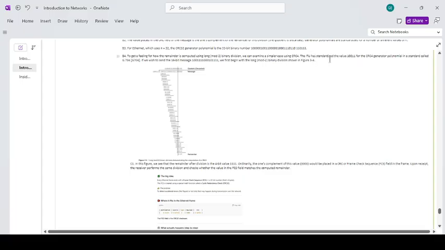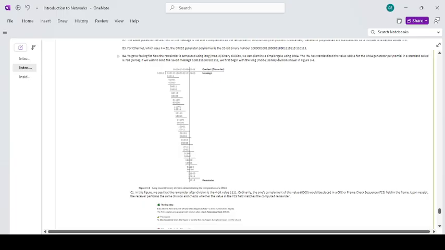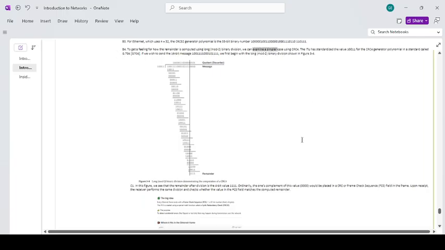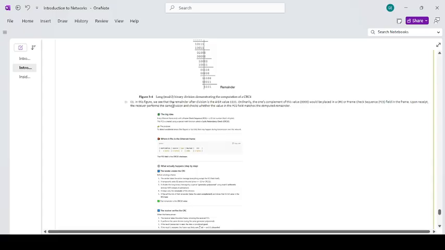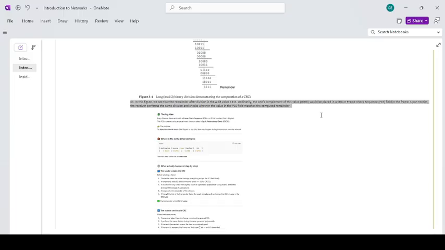The ITU has standardized the value 10011 for the CRC4 generator polynomial in a standard called G.704. If we wish to send the 16-bit message, we first begin with the long modulo 2 binary division shown in figure 3.4. In this figure, we see that the remainder after division is the 4-bit value 111. Ordinarily, the ones complement of this value, 000, would be placed in the CRC or frame check sequence field in the frame. So this is how you check if there's corrupted data.